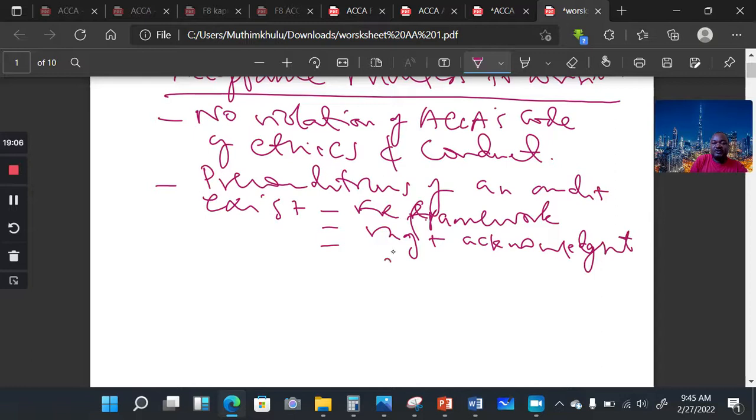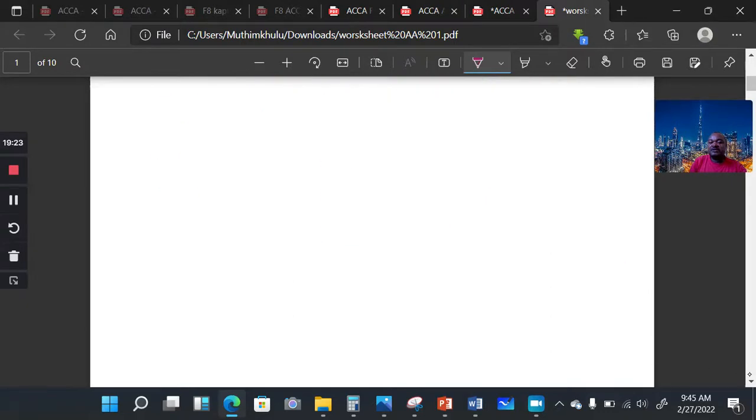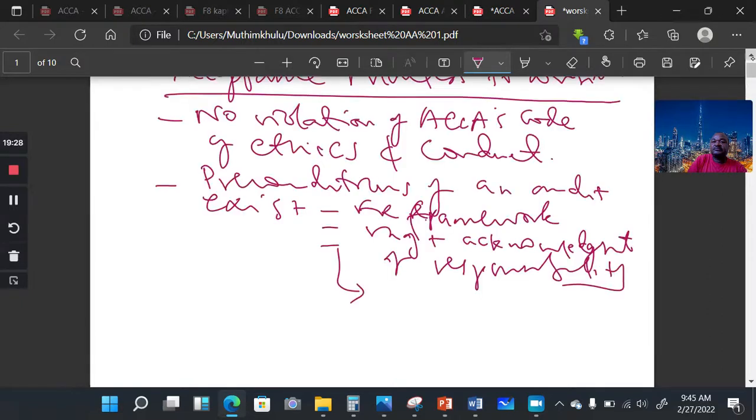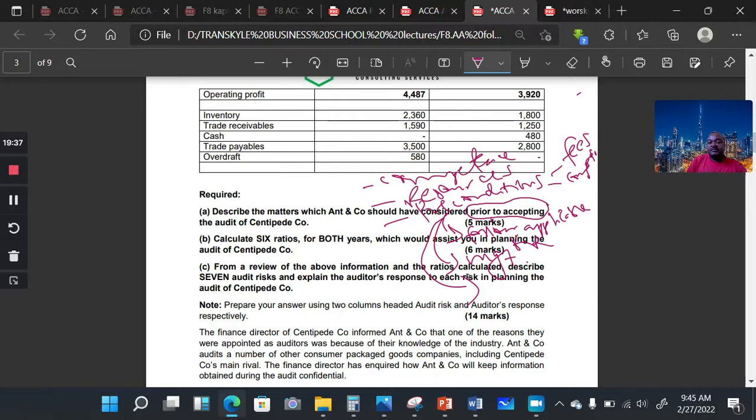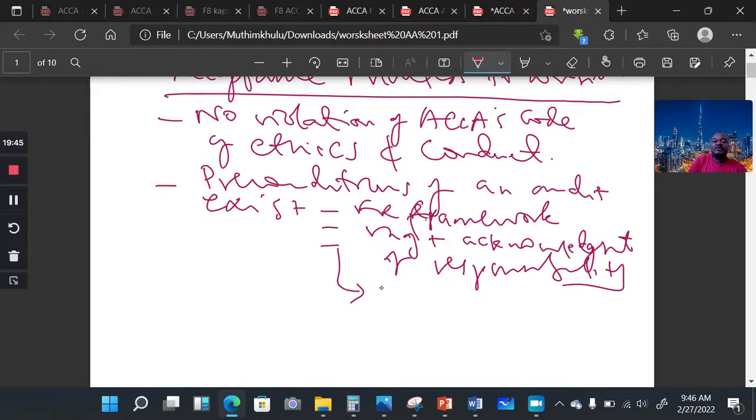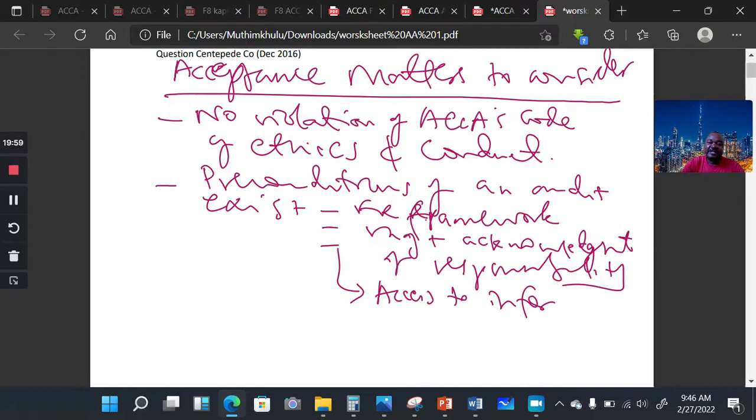Acknowledgement of responsibility. Then the third one is the issue to do with access to information. Management is going to provide us access to whatever information we need. Every piece of information we need, every record we need, everything that we need as part of the audit should be available to us.